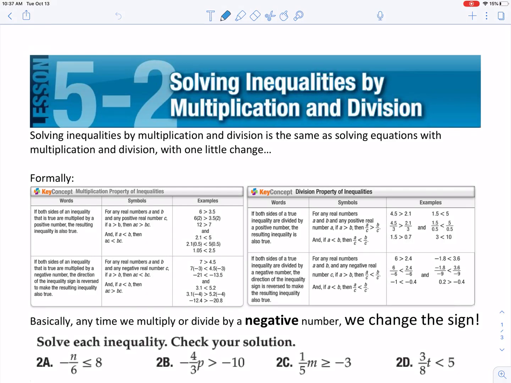Today we'll be solving inequalities, and we'll be trying some multiplication and division. It's going to be the same as solving equations, but there's going to be a little change. Let me do an example here.